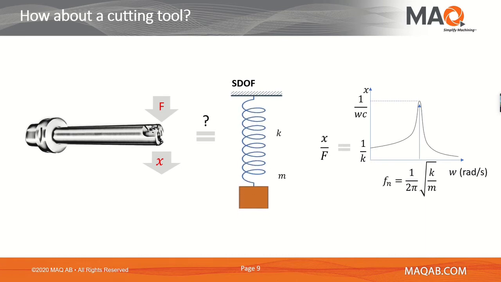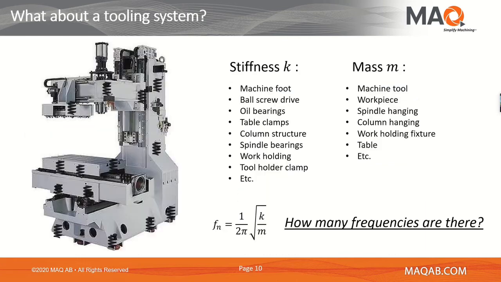And if we look into the machine bed, I mean a complete machine, then we start to think: we have said the stiffness and mass decide the frequency where the system gets most easily excited. And if we look at the machine in this case, we start to realize that there are plenty of stiffness parameters like the machine feet, the ball screw drive, oil bearings, taper clamps, column structure, and so on. All of these interfaces have a stiffness.